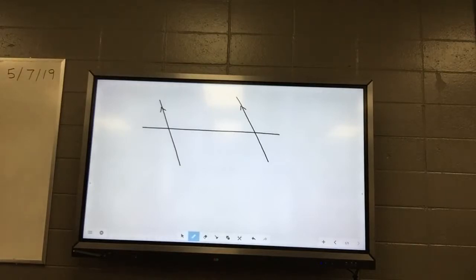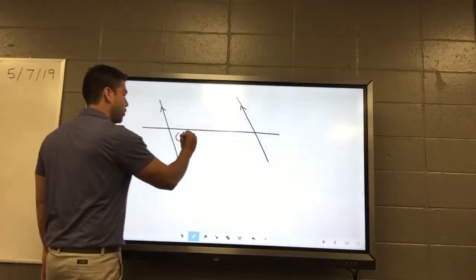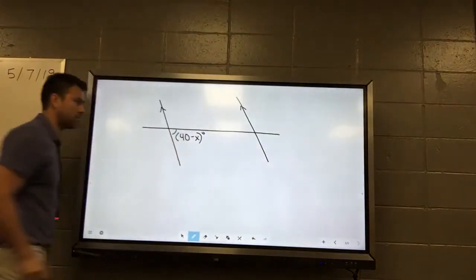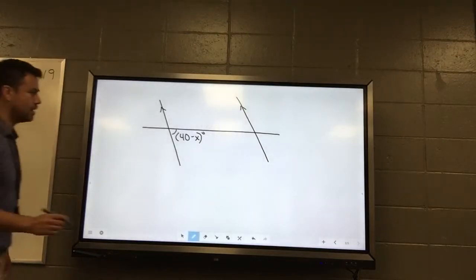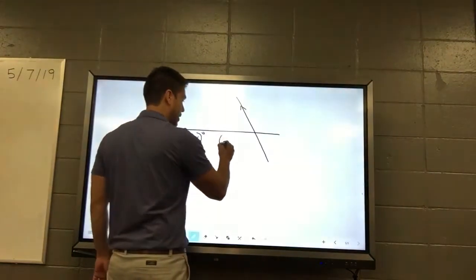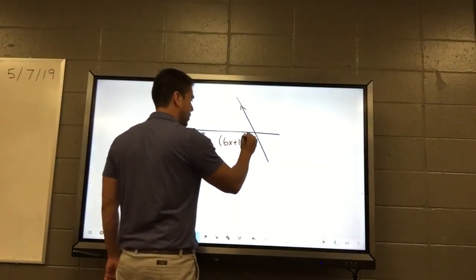We're going to do several things here. Somebody give me one angle that they give me information on. Eva, good job. Would it be MRS? And what did they give me about that? 40 minus x degrees. That's this angle right here. 40 minus x. Give me another angle that they give me information on. Hagen. OSR, and they give me 6x plus 10 degrees, and that's this one right here.